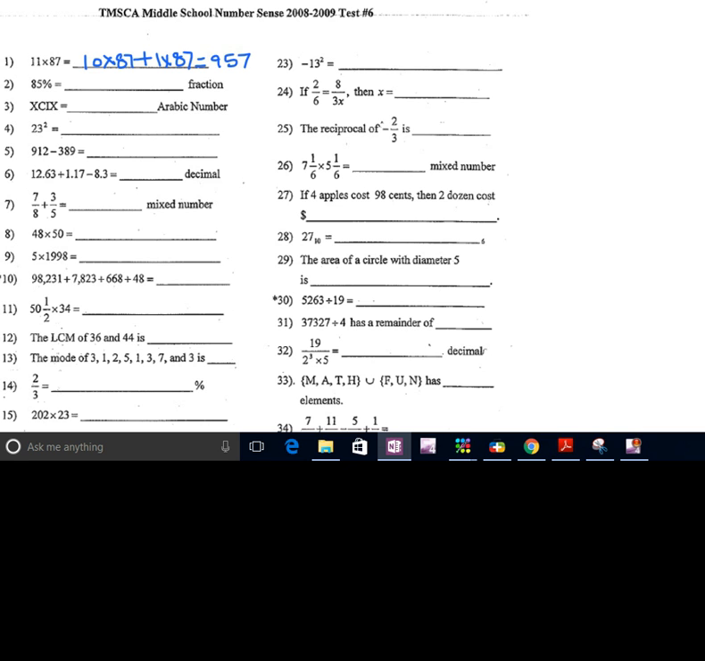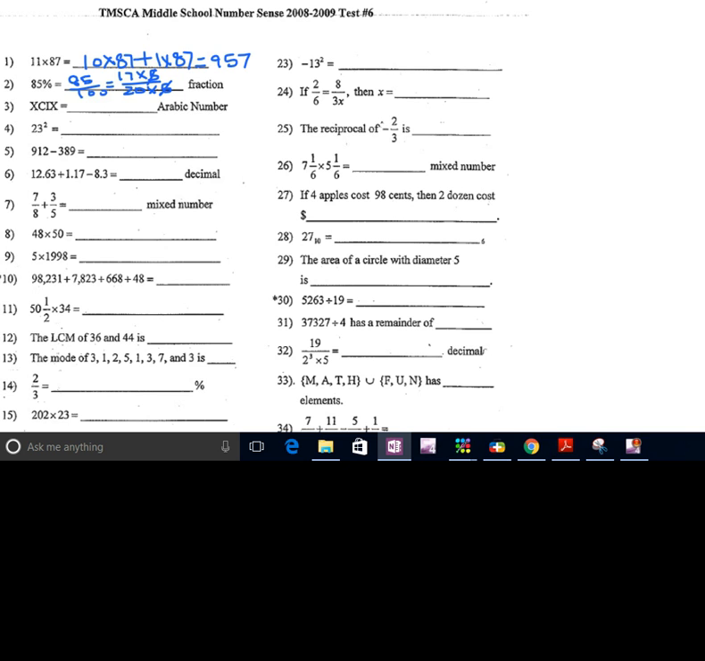85% to be expressed as fraction, which is nothing but 85 over 100, but this can be simplified because 85 can be written as 17 times 5 and 100 can be written as 20 times 5. 5 cancel, so the answer is 17 over 20.